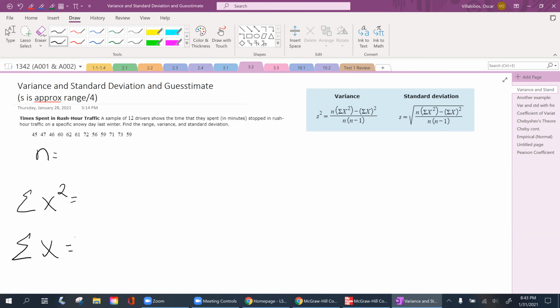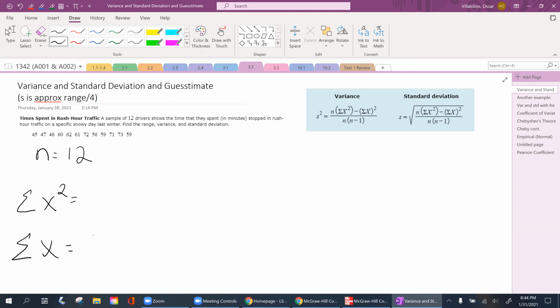Since we've done range already, I'll let you find the range. Range isn't necessary for finding variance, so let's find n. n is the number of values in my data. So this is going to be 1, 2, 3, 4, 5, 6, 7, 8, 9, 10, 11, 12. So it's going to be 12. Let me make sure that was 12. Yeah, it was 12. And that's given too, 12 drivers shown.